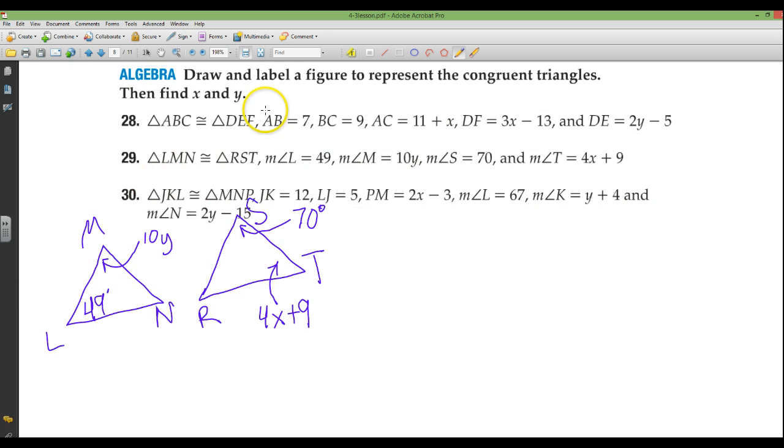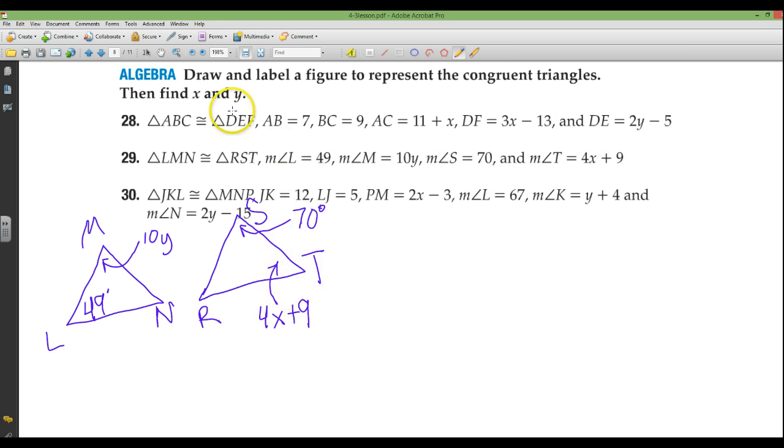For 29, we want to draw and label a figure to represent the congruent triangles, then find x and y. So I've drawn two triangles here, and I put them in the same corresponding order so that the parts line up. So L is the first letter, R is the first letter, M is the second letter up here, S is the second letter up here, N is down here, so T is down there. Then I labeled everything. So L is 49, M is 10y, S is 70, and T is 4x plus 9.